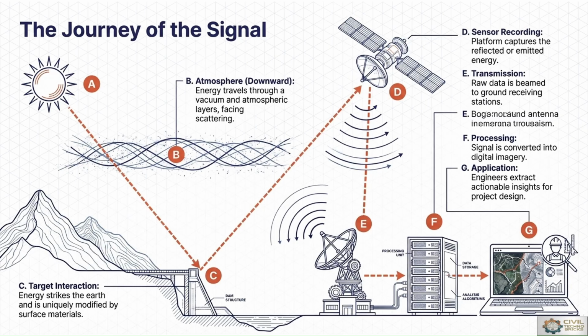In the processing unit, there are n number of data storages, analytics or algorithms. With reference to those algorithms, the whole data is taken as an input in the input phase. After that, the processing phase takes place. With reference to that processing, the actual output is displayed as an application for the user. In processing, the signal is converted into digital imagery, and in the application, engineers extract actionable insights, or we can say the outputs for project design.